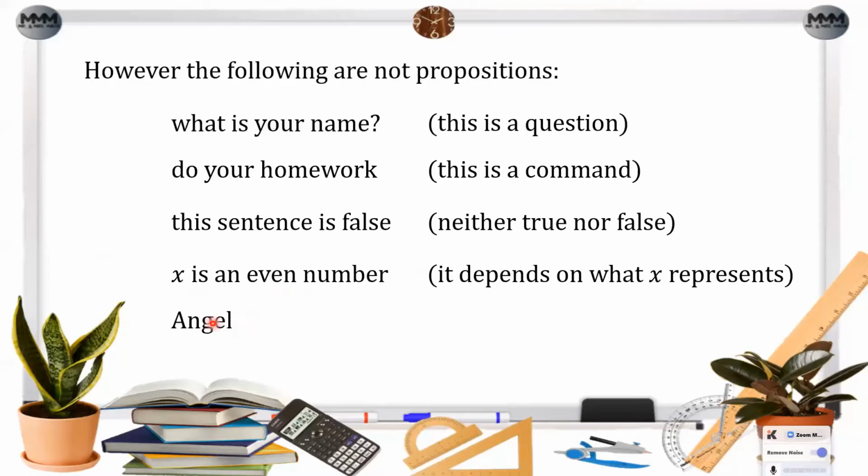And the last one here is Angel. It is very obvious, right? Because we can say that this is a name. It is not even a sentence. So clearly, this is not a proposition.